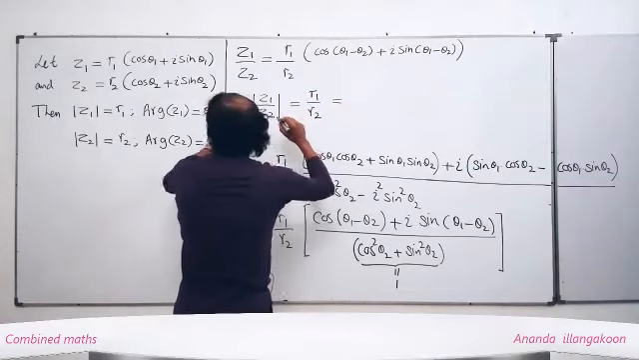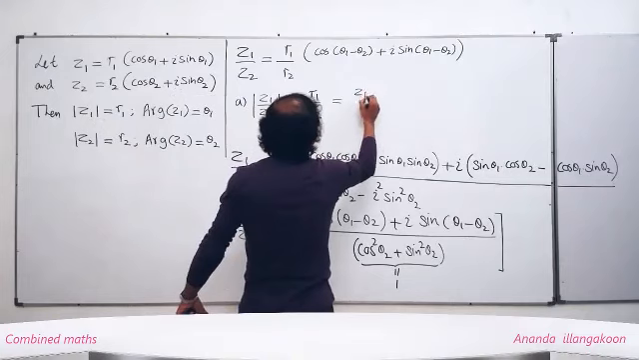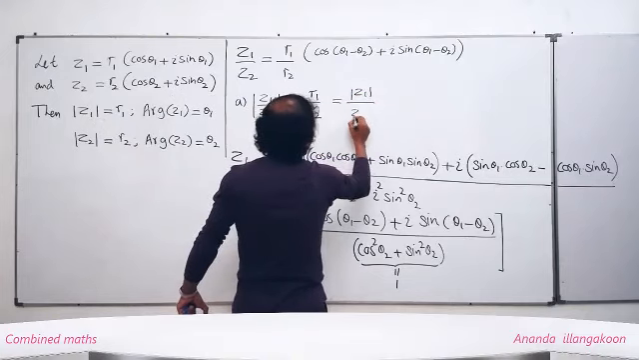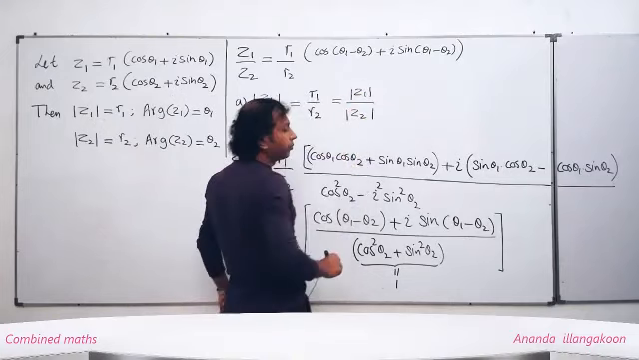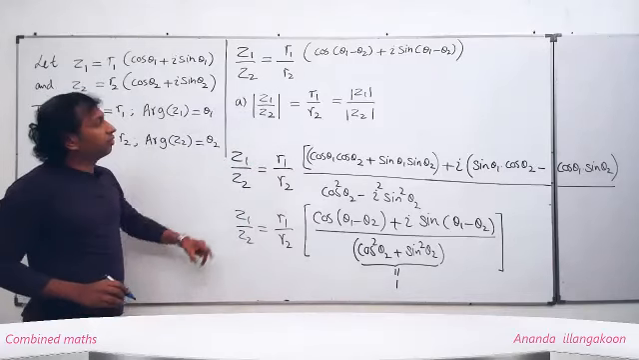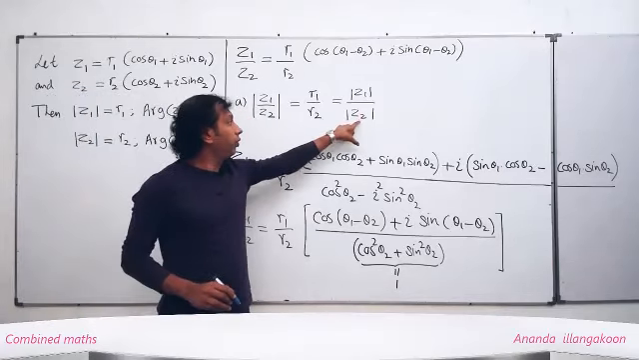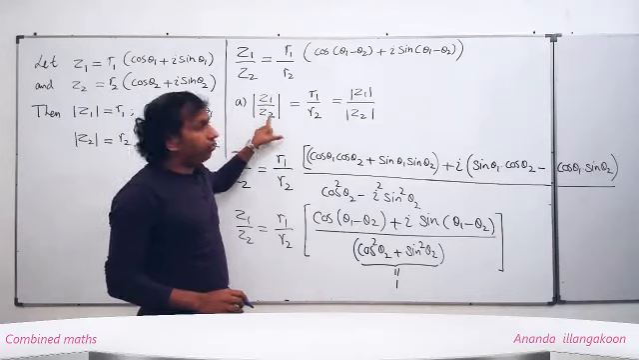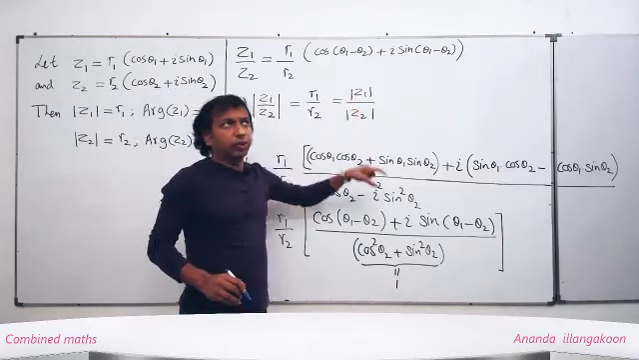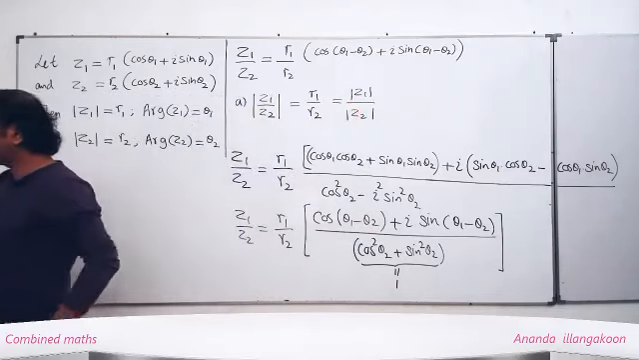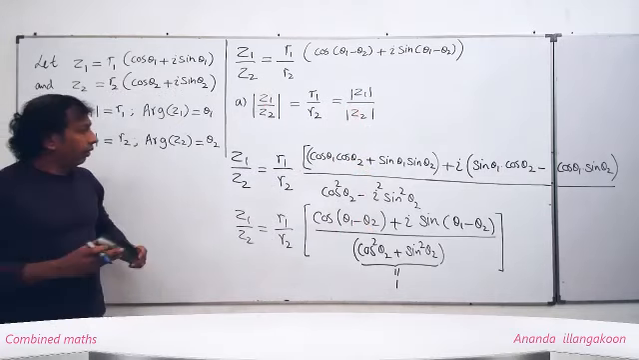R1 is nothing but mod Z1. R2 is mod Z2. This is the first one. This result we know already, people. We proved this one, no? Z1 divided by Z2 modulus is equal to mod Z1 divided by mod Z2. We proved that. Right.